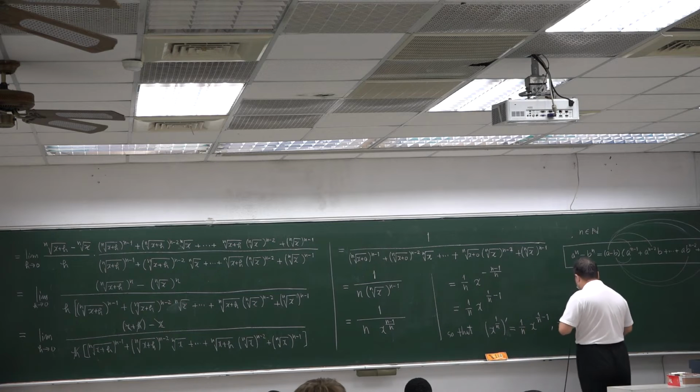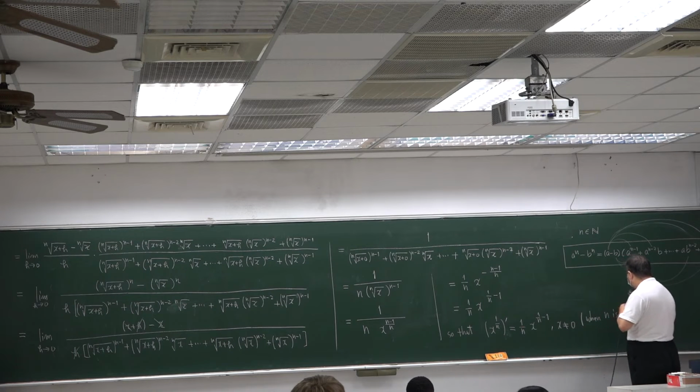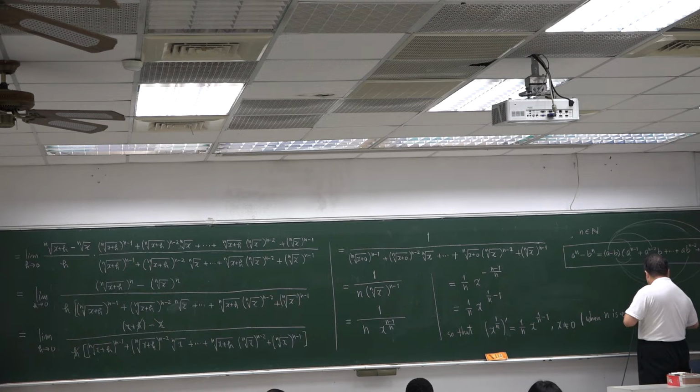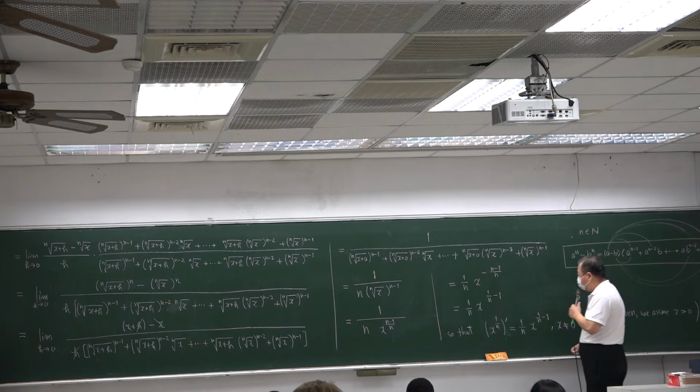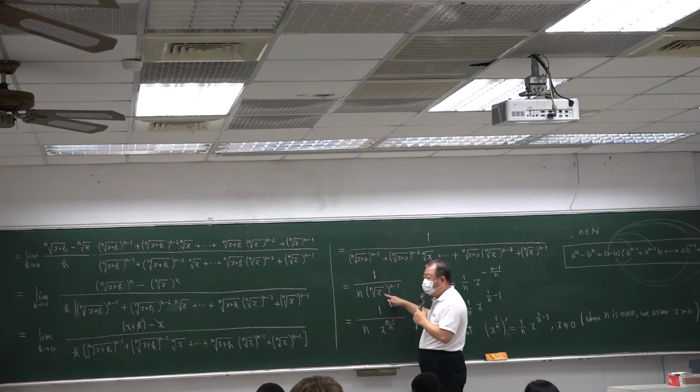And when n is an even number, we assume x is positive. Because if n is even, inside this root cannot be a negative number. Okay.